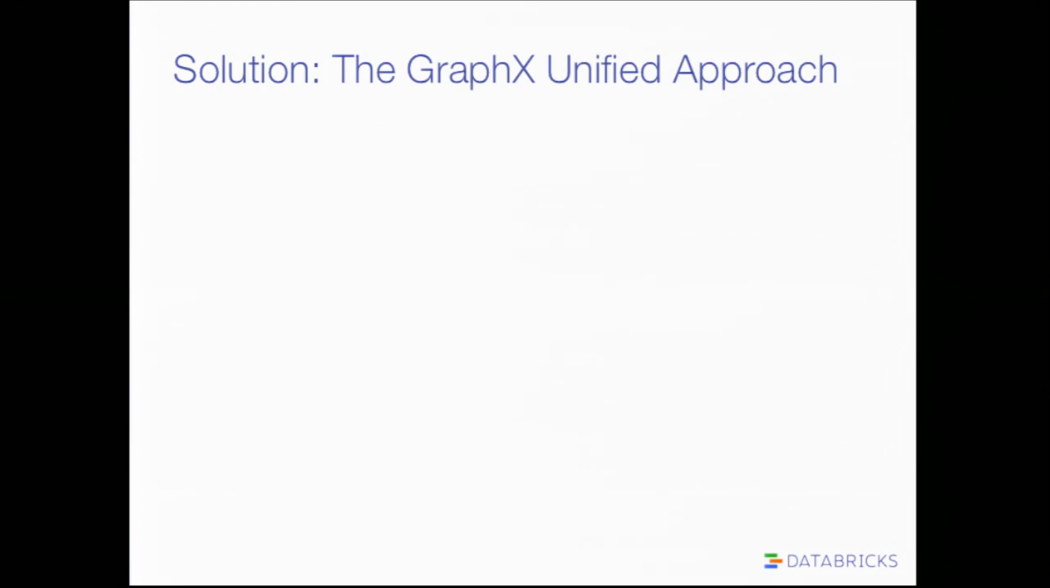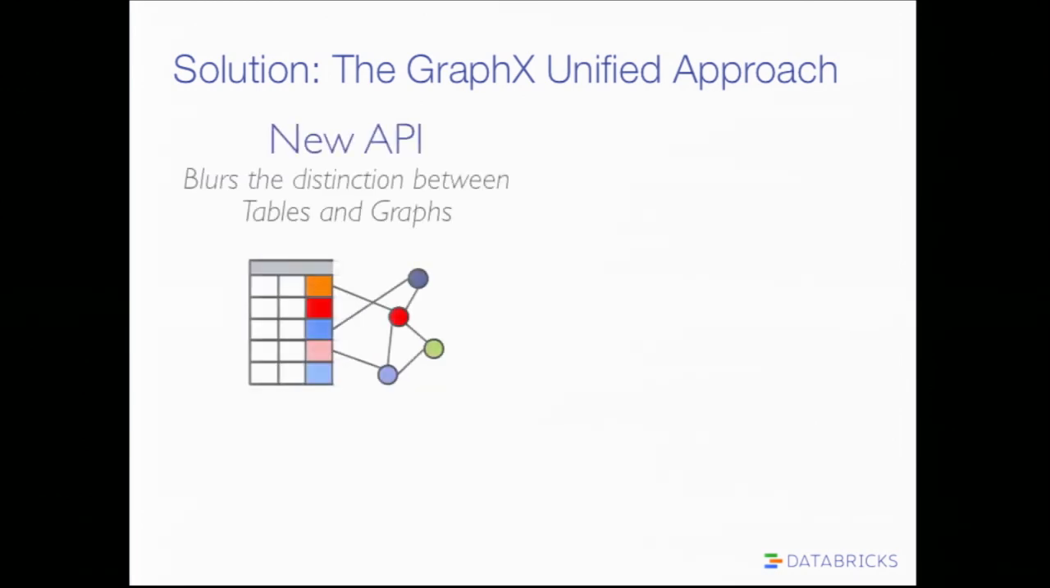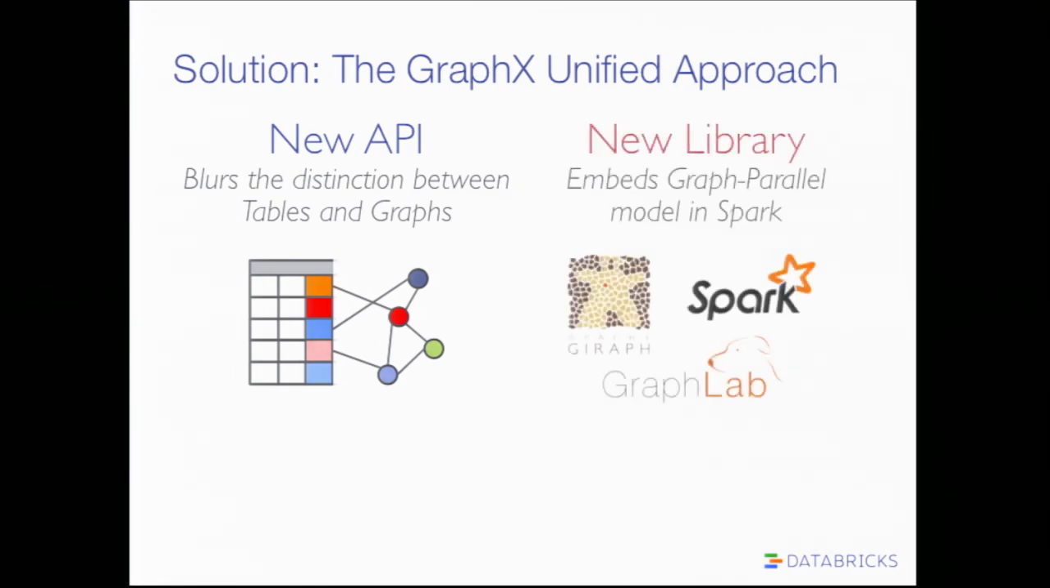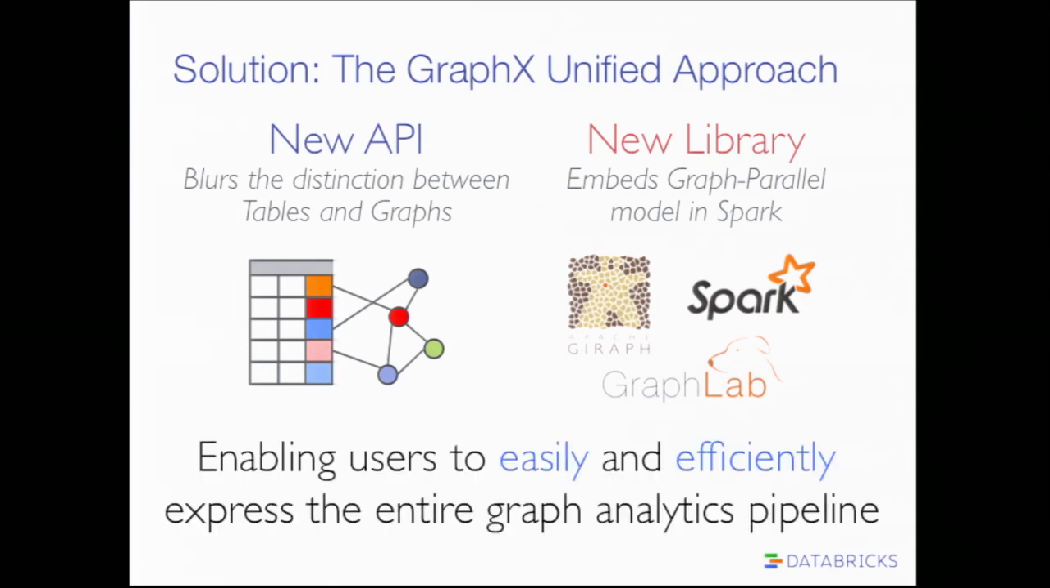So GraphX aims to address that problem. First, by introducing a new flexible API that can operate on both tables and graphs, and by incorporating that API as a library that uses graph parallel techniques to be as fast as specialized systems. And by embedding the graph parallel model within Spark, GraphX can integrate easily with RDDs and can perform data parallel operations while also enabling the speed of specialized graph systems. And so the goal is to enable users to express the entire pipeline within Spark without requiring data movement between multiple systems. And this has been a common theme, of course, for a lot of the sub-projects of Spark.